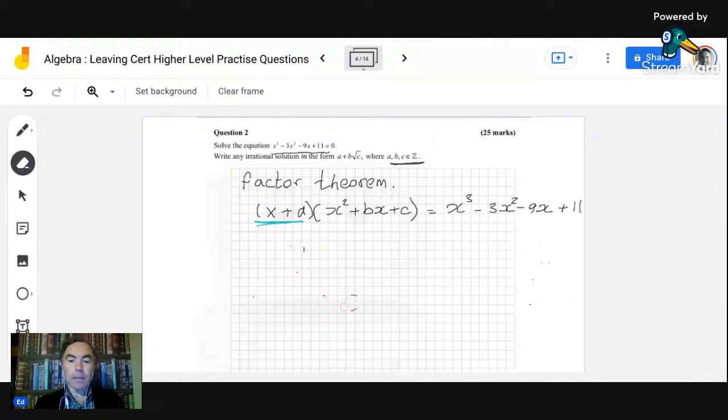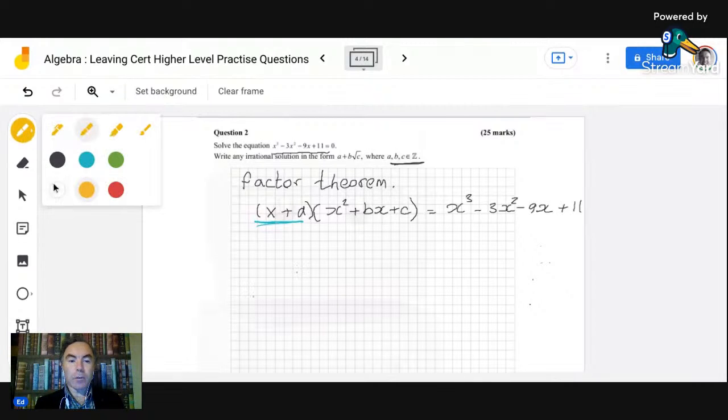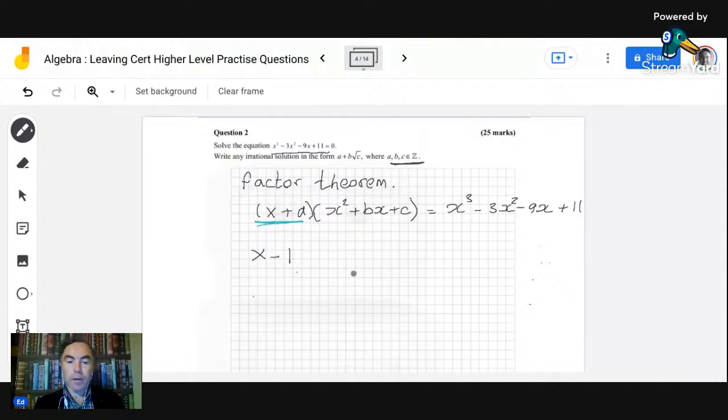So again, this is an essential skill in the leaving cert. Might be optional in the junior cert, but it's part of a lot of the questions. So you've got to be able to do the long division. So x minus 1 is the factor. We're going to do long division into our cubic up here. x cubed minus 3x squared minus 9x plus 11. So let's do this real quick.